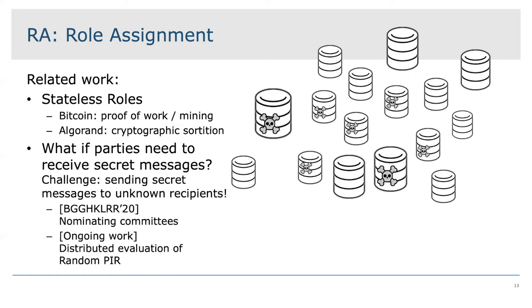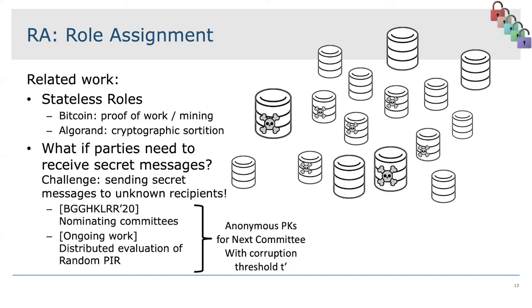The work of Benhamouda et al. from TCC last year gives a really elegant solution using something called nominating committees. And we also have an ongoing work on ePrint with an alternative approach, which supports a higher threshold T. Both of these solutions result in the publication of a set of anonymous public keys. So the owners of the corresponding decryption keys know who they are, but no one else knows who owns the corresponding decryption keys. So once that's done, anyone can encrypt a message under one of these keys and broadcast it without knowing who will be able to decrypt.